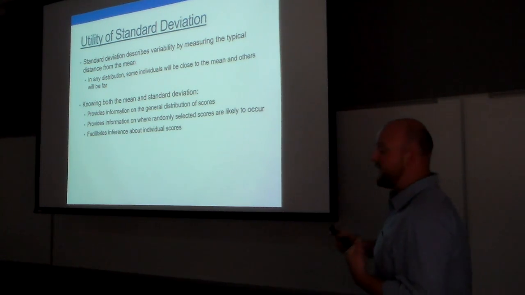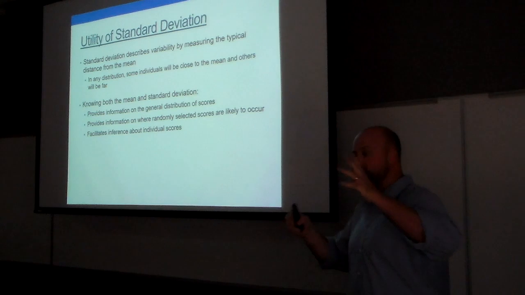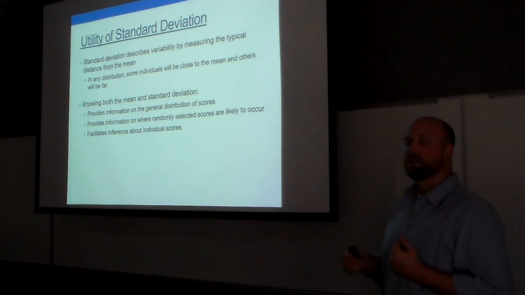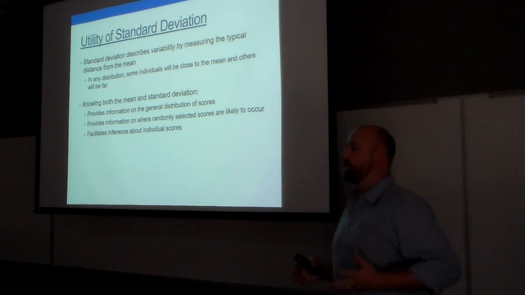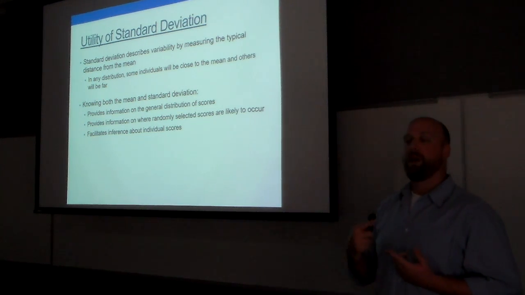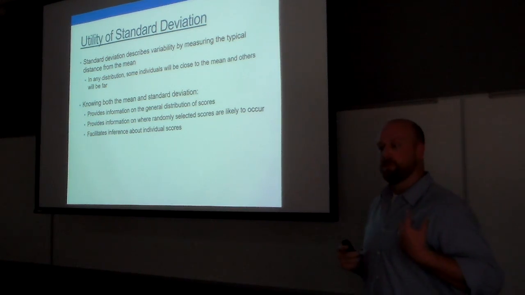If we know both the mean and the standard deviation, it tells us information about the general distribution of our scores, how spread out things are, and where, if I were to grab a randomly selected score, that score should fall. We can start to tell much more about individual scores relative to their position in the overall distribution.